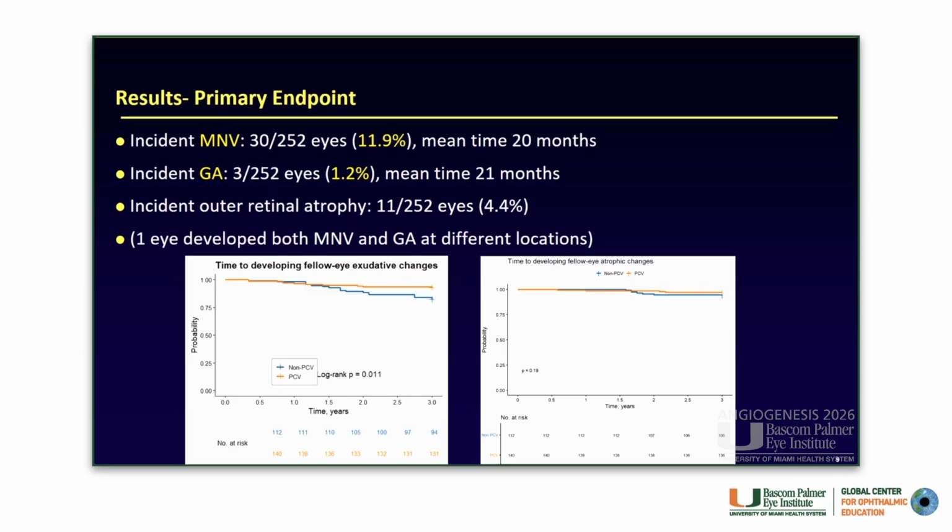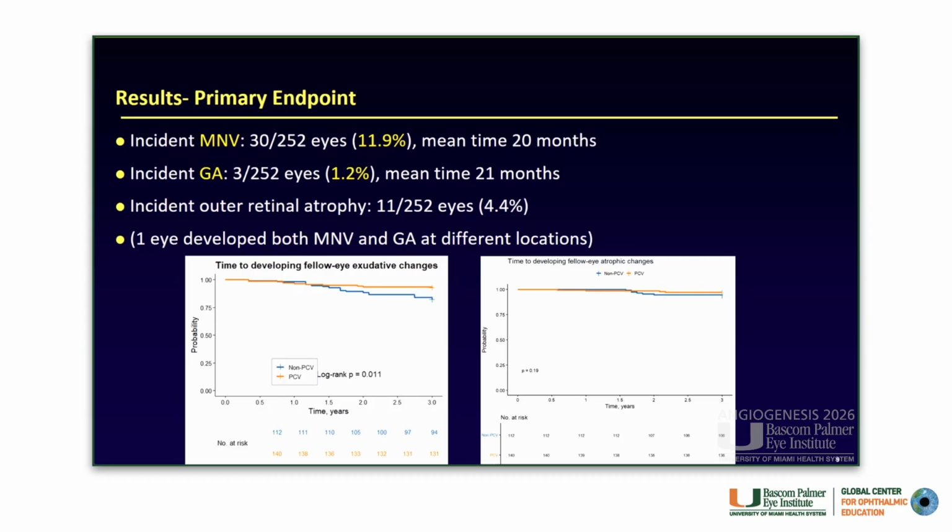This is the primary endpoint. You can see that incident MNV was 30 eyes, representing 11.9%, and the survival curve is shown bottom left. In orange are the PCV subgroup, and the blue is a non-PCV subgroup. And so the PCV subgroup in the first eye appear to have a lower rate of the development of MNV in the fellow eye. Moving on to incident geographic atrophy.